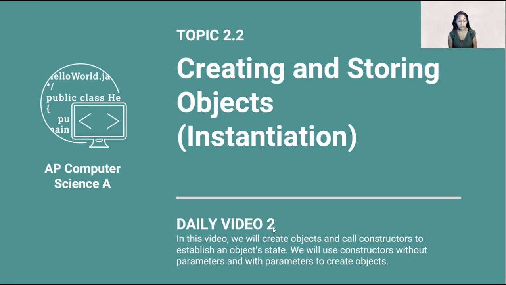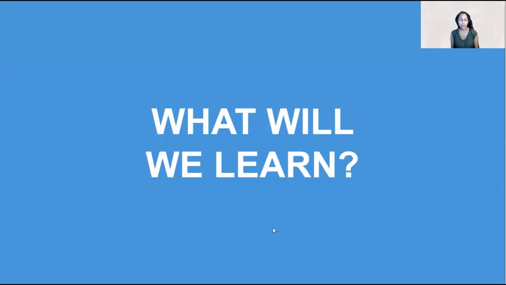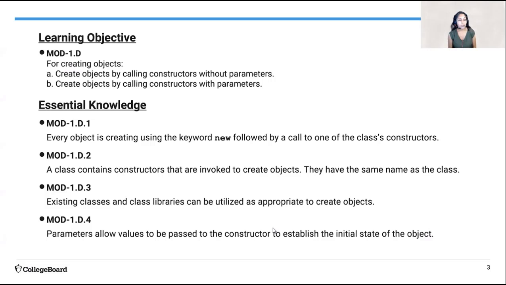In this video, we're going to create objects and call constructors and look in more detail at how constructors work and which one is being used when we are creating our objects. So, what are we going to learn? We are going to refresh our memory about how every object is created using the new keyword, how classes contain constructors that are used to actually create those objects, and how we can use different classes and parameters in order to establish our state and our object's existence.